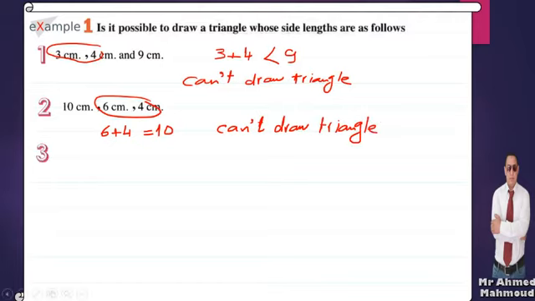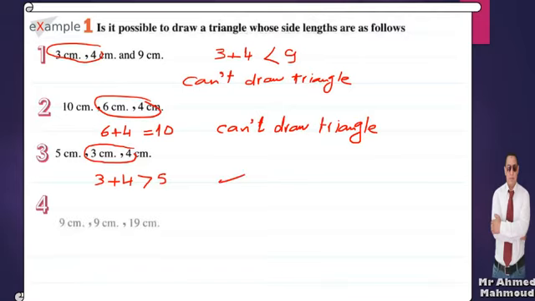Another example, 5, 3 and 4. By looking at the two smaller sides, 3 and 4, 3 plus 4 equals 7, and 7 is greater than 5, so the sum of the two smaller sides is greater than the third side, so we can draw a triangle in this case.